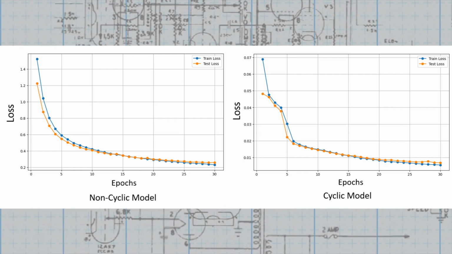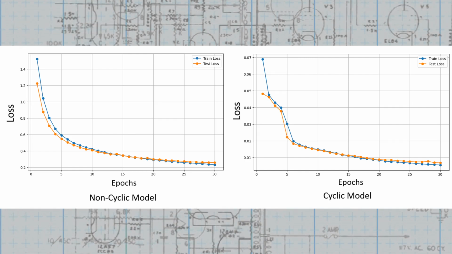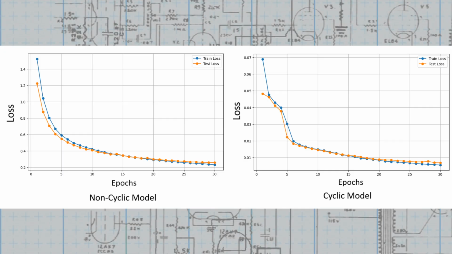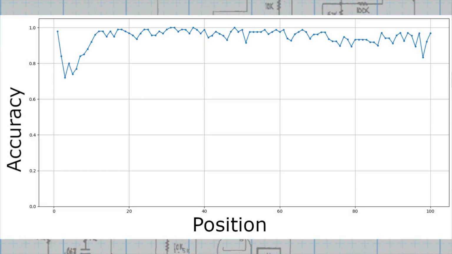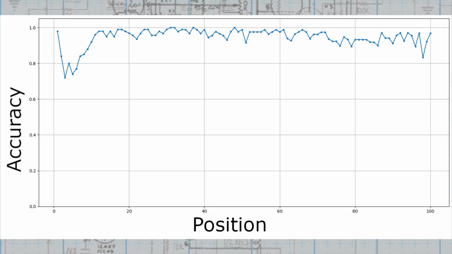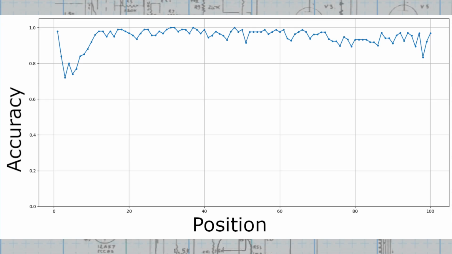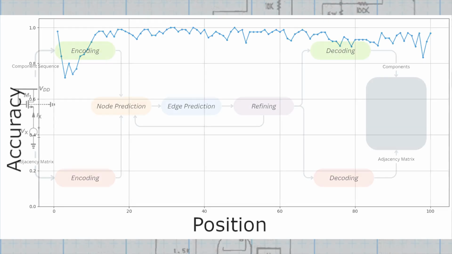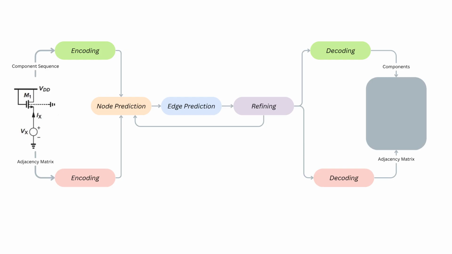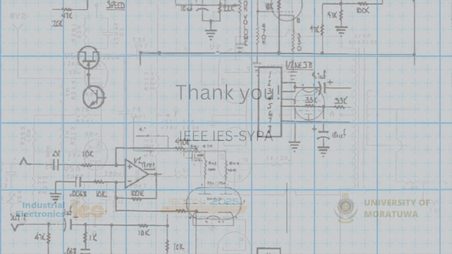The non-cyclic model achieved higher accuracy and F1 score, while the cyclic model showed better precision. For the node prediction task, we observed that accuracy varied depending on the number of components already present. The model performed better when it had around 10 or more components to work with. This demonstration shows how machine learning can accelerate analog circuit design by automatically predicting both the components and their connections. With this approach, circuit design moves from manual to intelligent and streamlined.